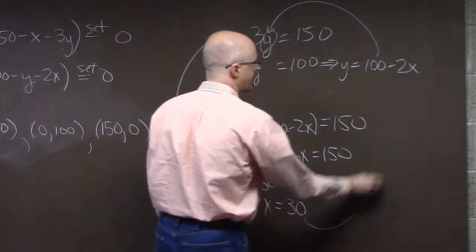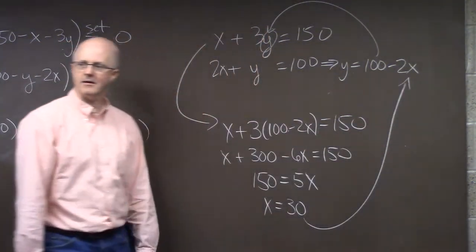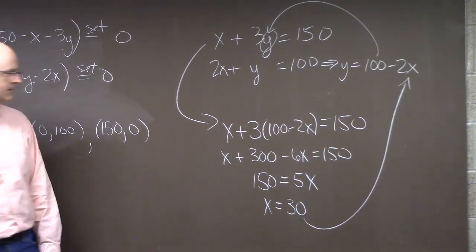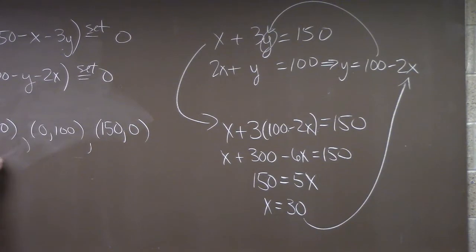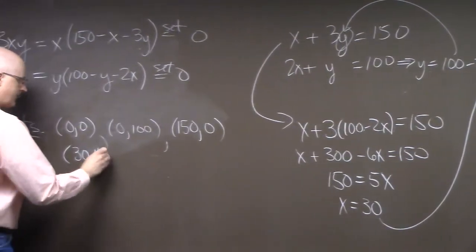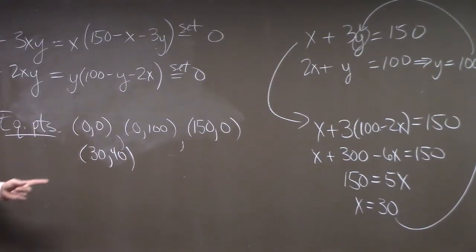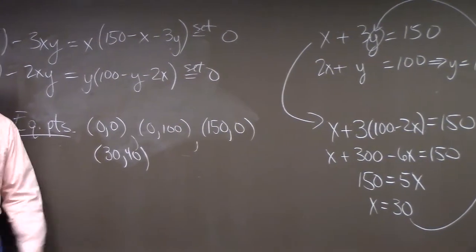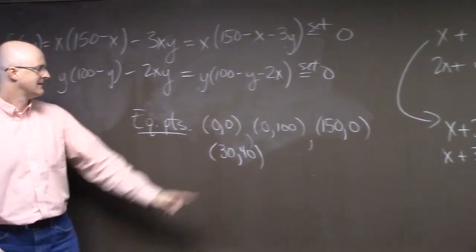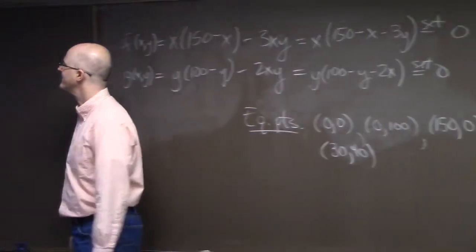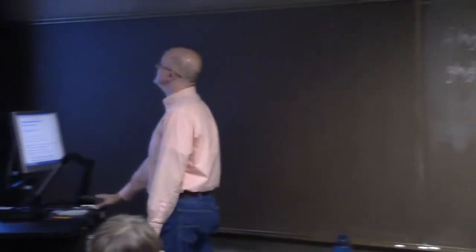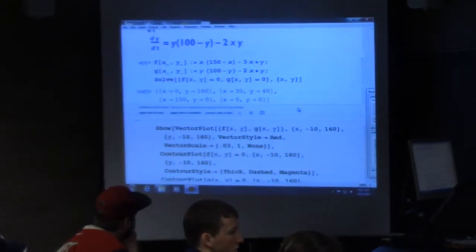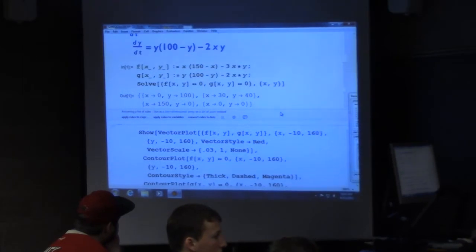Find the corresponding value of y now by substituting back into there. 2 times 30 is 60. 100 minus 60 is 40. Looks like our last equilibrium point is 30, 40. And that's the most interesting one, right? These other ones correspond to one of the species or both being extinct. This one's the interesting one. Solve can confirm our answer on Mathematica. Here's the equilibrium points.